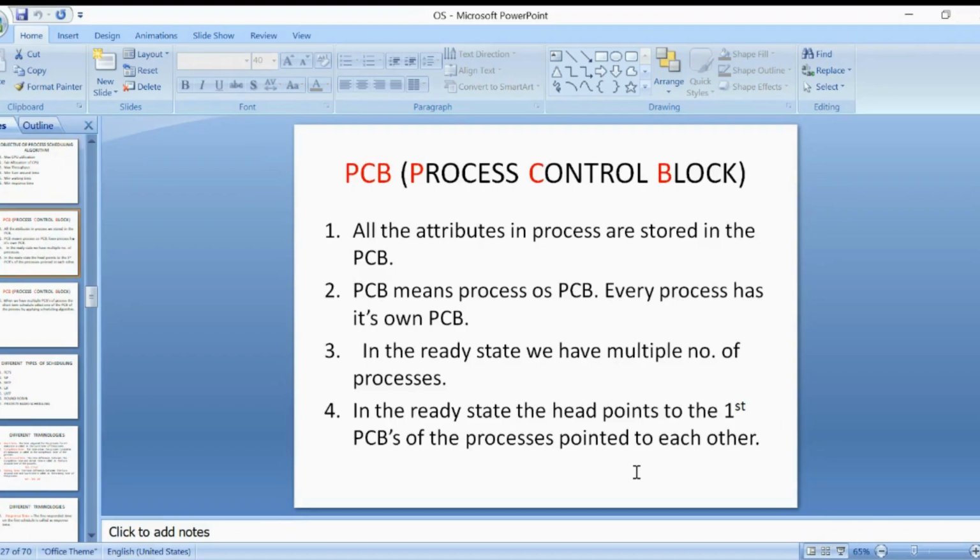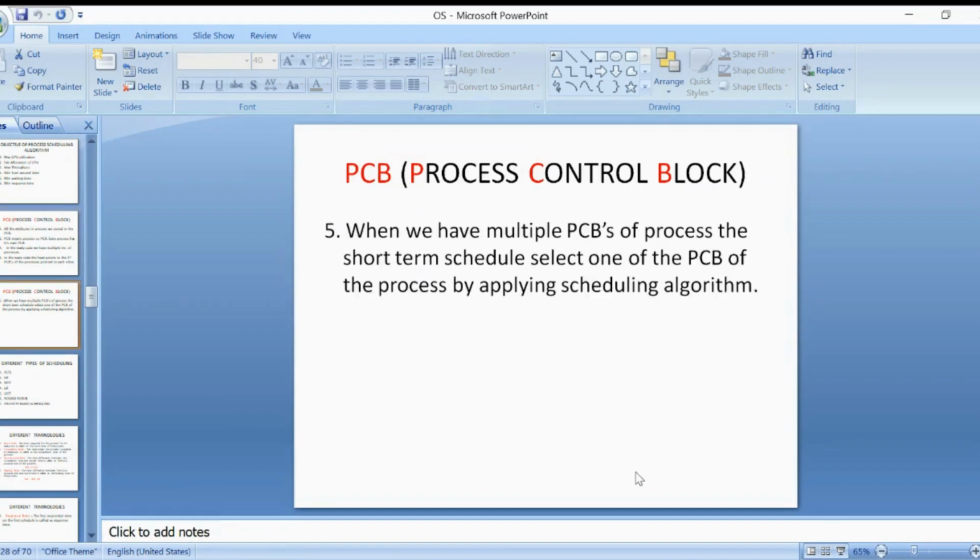Now coming to PCB, that is process control block. All the attributes of a process are stored in the PCB. PCB means process control block. Every process has its own PCB. In the ready state, we have multiple processes. In the ready state, the head points to the first PCB, and the PCBs of the processes point to each other. When we have multiple PCBs of processes, the short-term scheduler selects one of the PCBs by applying a scheduling algorithm.